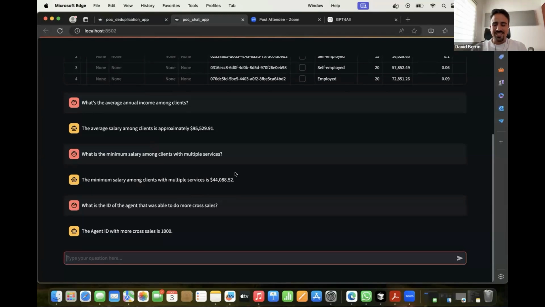Yeah, this is all synthetic, so it probably doesn't make a lot of sense, but that's the idea, to represent the same structure. And here is another question using this same augmentation: what is the ID of the agent that was able to do more cross sales? So, who was the agent that was able to sell more than one service? Since we are representing our agents in this synthetic data set just as numbers, it's telling us the agent ID with more cross sales is agent 1000.